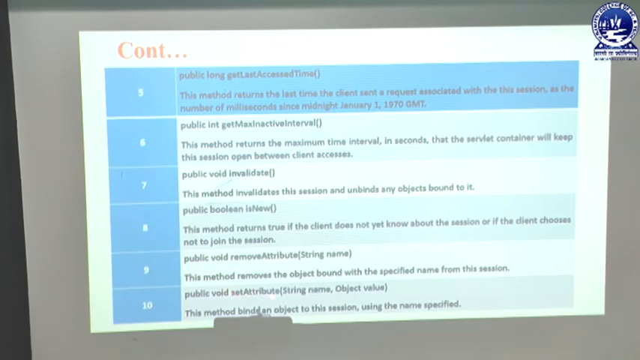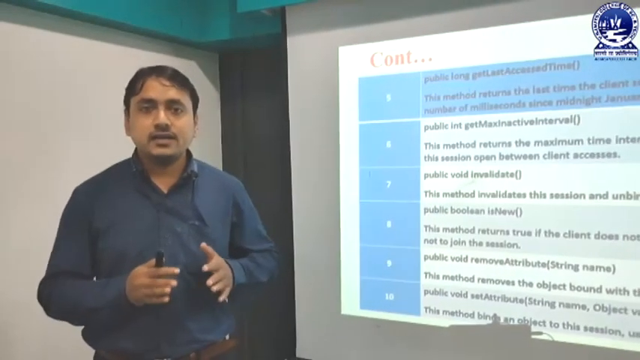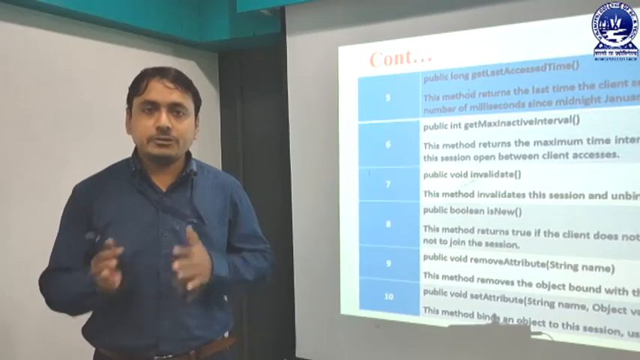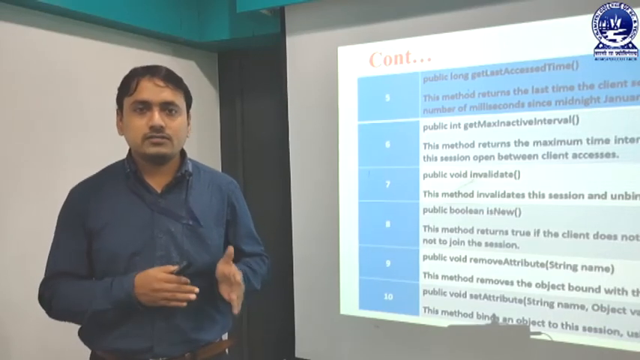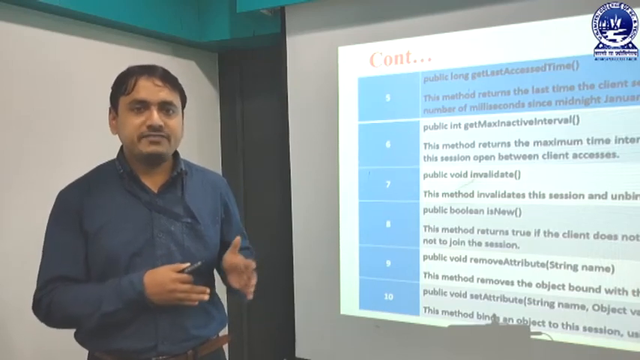Last but not least, the method named setAttribute. In that method, we have two types of parameters, a string parameter as well as an object parameter. By using those parameters, a user can bind an object to this session using the name specified. By using that method, we specify some attribute values manually, or provide them dynamically by using some predefined methods.